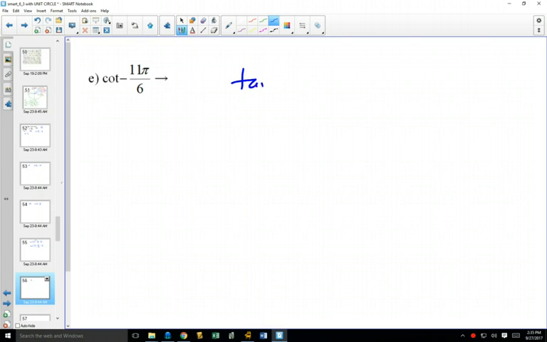Cotangent, negative 11 pi over 6. So with negative angles, one thing that I do is I sort of think, do I have 11 pi over 6 on my pi plate? Yes, it's in quadrant 4. So now if I'm thinking about a negative 11 pi over 6, I have to think about going in the negative direction 4 quadrants. That would make you end in quadrant number 1.